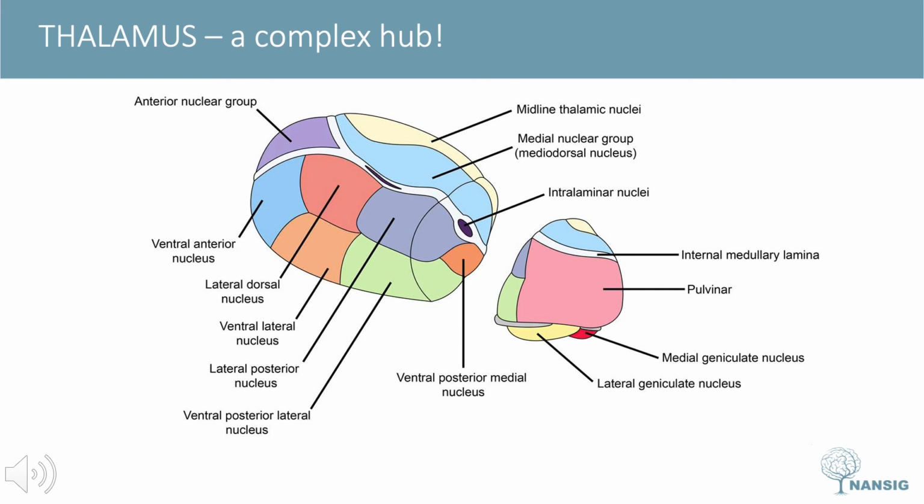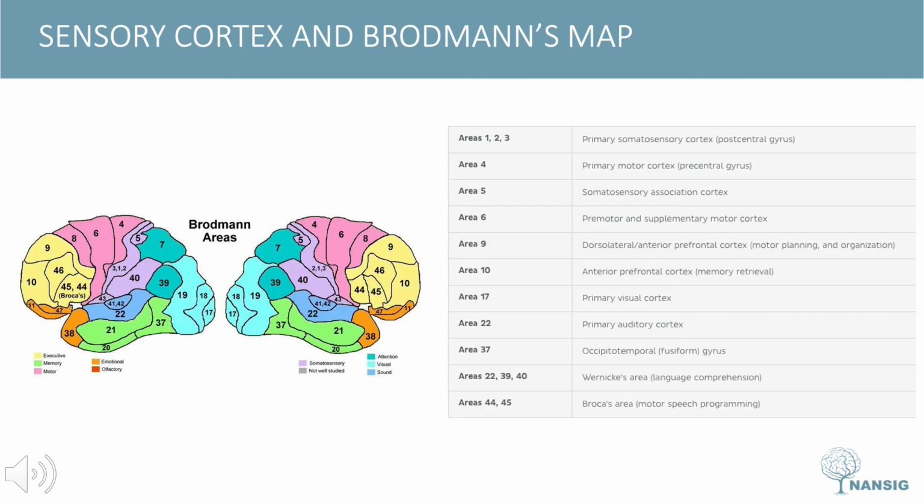Lastly, note that the cortex, including the sensory cortex, was historically organized by the German anatomist Brodmann into cyto-architecturally distinct regions, the important ones of which are highlighted in the table.